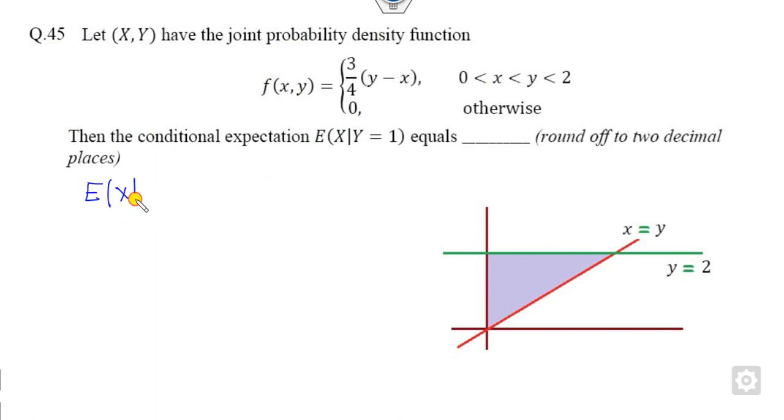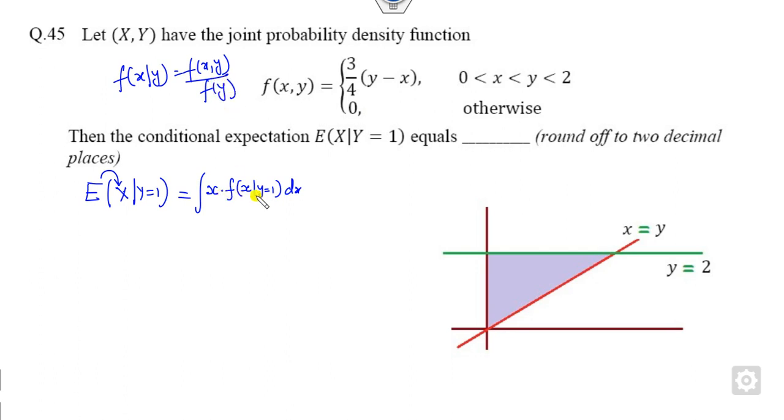So your target is to find the mean of x, that is, E of X given Y equal to 1. All of you know the formula for the conditional density of x given y: it is f of x comma y upon f of y. But here y is given to you as 1, so this is f of x comma 1.